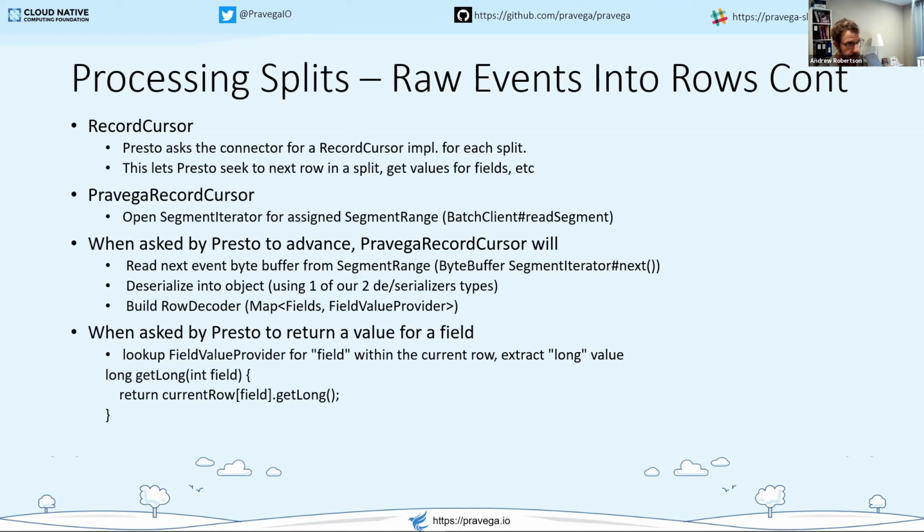So we're using the Bash client API, so we're just dealing with raw byte buffers here. And then when asked by Presto, we're basically just reading the next event buffer, so we're getting the next byte buffer from the iterator. We deserialize it, using either the schema registry serializer or not. And then we're building the row decoder that we talked about, which is how we get values out of these fields. And then Presto may or may not ask us for values for any of those fields. But if they do, it'll look something like get long, here's the field, and we look up the field value provider for that field and we return a long.